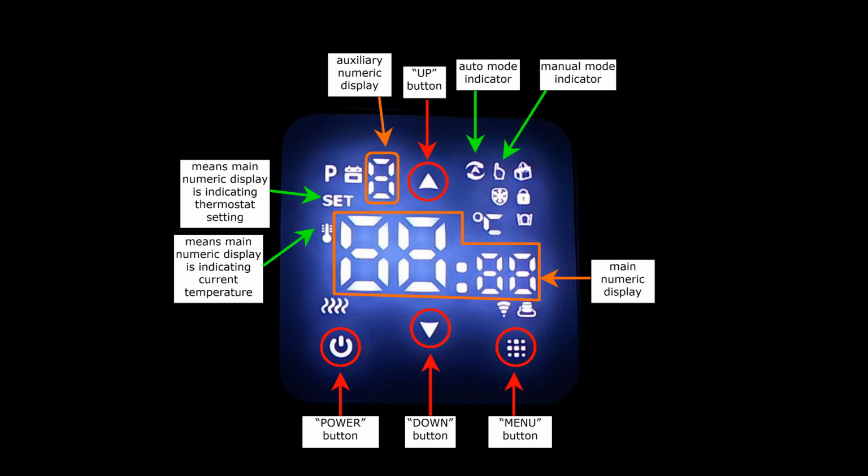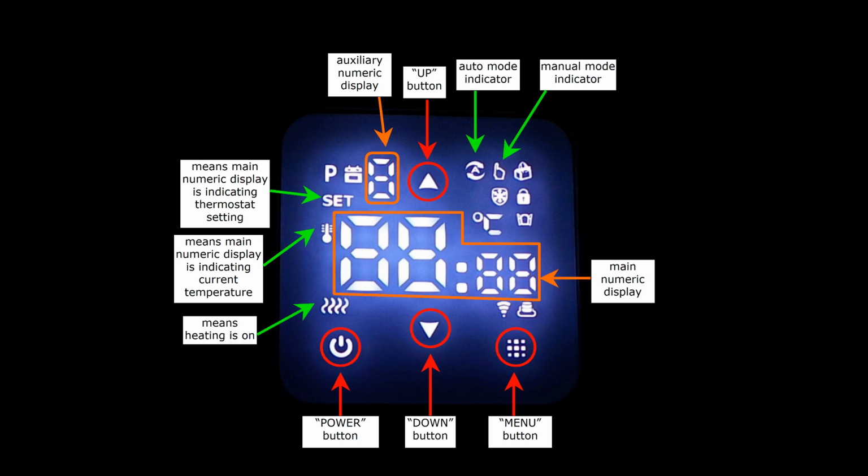Just to clarify those terms, the thermometer is the thing which measures the current room temperature, and the thermostat is the thing which determines the desired or target temperature for the radiator to try to get the room to.